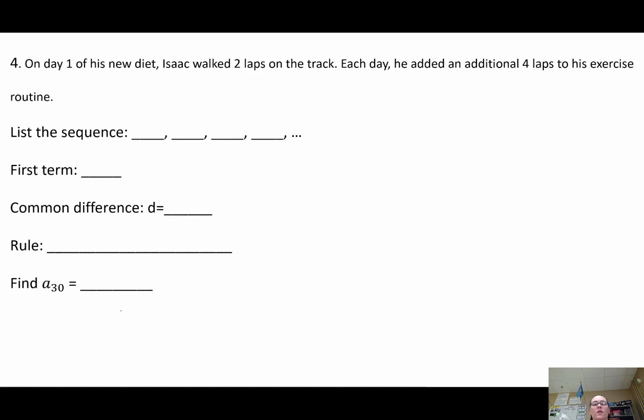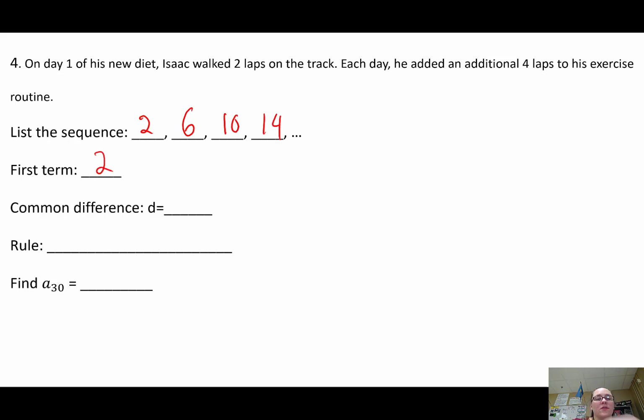So on day 1 of his new routine, Isaac walked 2 laps on the track. Each day he added an additional 4 to his exercise routine. So let's kind of list this out. Day 1, what did he do? He did 2 laps. From there, each day he's adding what? 4. So 2 plus 4 is 6. 6 plus 4 is 10. 10 plus 4 is 14. So this is kind of how the series is going. I'm going to fix that 6. There we go. Okay, so what is my first term?